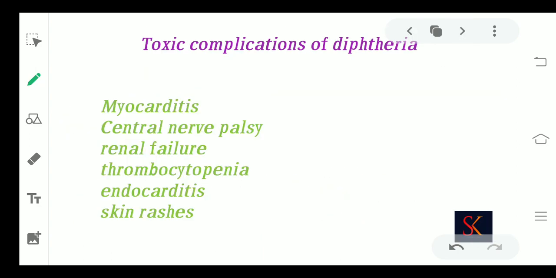Coming to the complications of diphtheria, if you do not treat diphtheria in time, or if there is any untreated patient left, then other complications that can occur are myocarditis, central nerve palsy, renal failure, thrombocytopenia, endocarditis, and skin rashes.